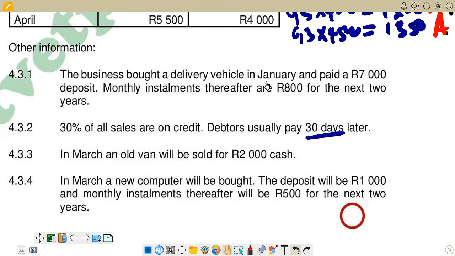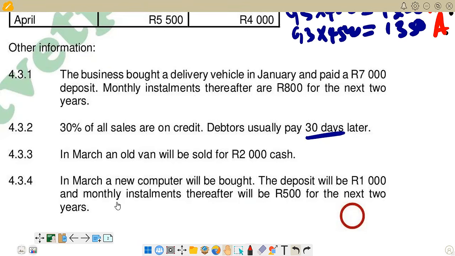The business bought a delivery vehicle in January and paid a 7,000 deposit. So this was paid in January, and we are going to put a 7,000 there. The next statement says monthly installments thereafter are 800 for the next 2 years. So 7,000 for January, then February and March will be 800.